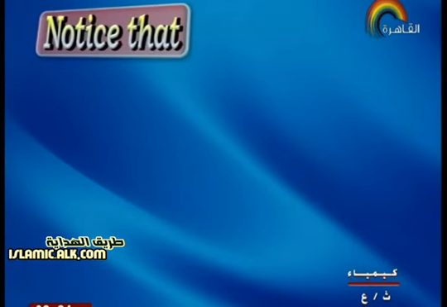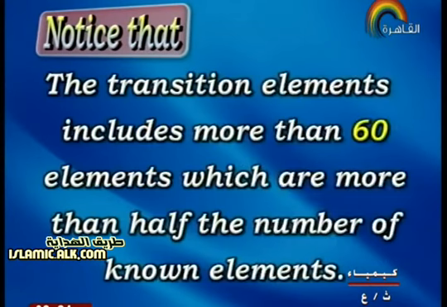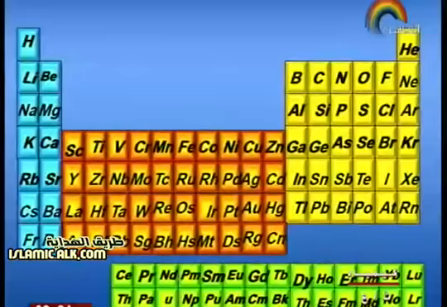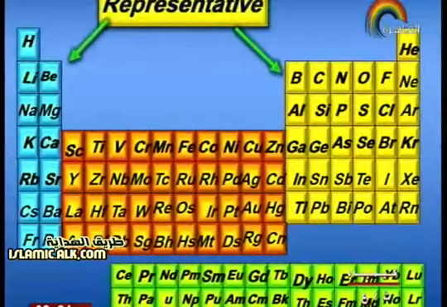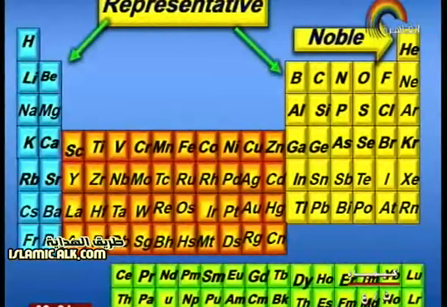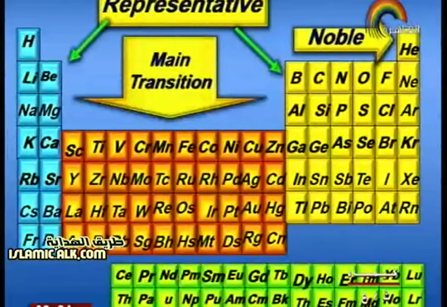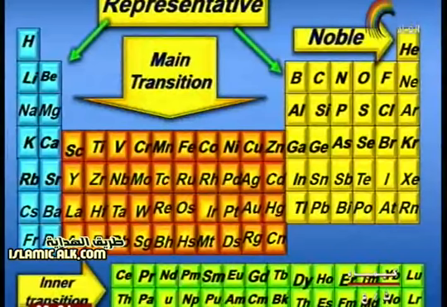Notice, my dear students, that the transition elements include more than 60 elements, which means that they are more than half the number of the known elements. As shown on the screen, the left and right sides are called representative elements, while the last column includes the elements called noble gases, the middle contains the elements called main transition elements, and below the table are the elements called inner transition elements.